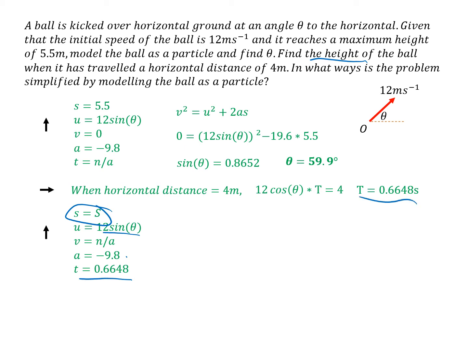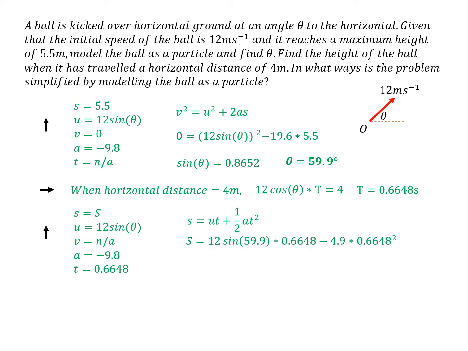So I need the formula that doesn't have v in it. s equals ut plus half at squared. And when I put those values into there, including the right value for theta, then I get a displacement of 4.74 meters. So there we are.